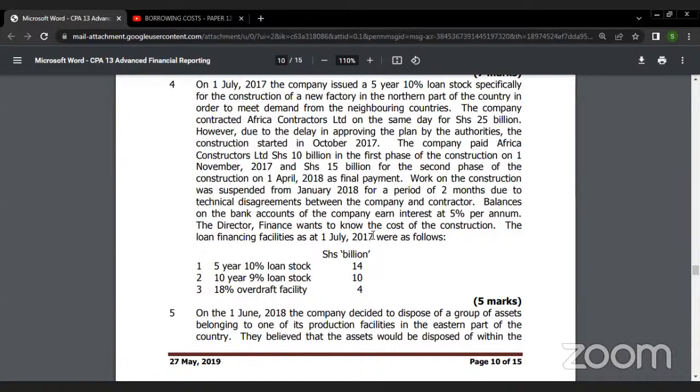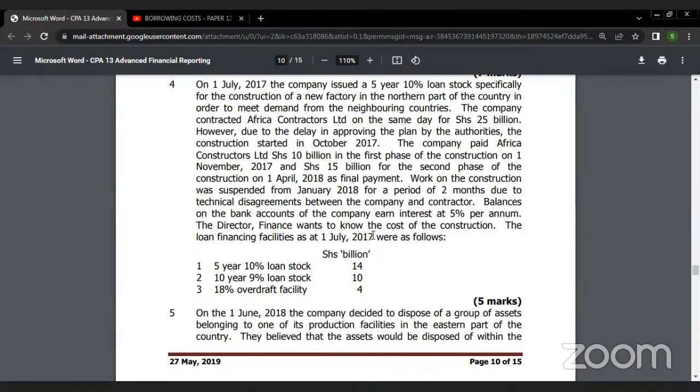Balances on the bank accounts of the company earn interest at 5% per annum. Remember, not all these funds are going to be used at once. The company can use a portion of these borrowed funds and then the other portion can be invested in what we call temporary investments. Of course, these investments earn interest income, and in this scenario, they're talking about the interest at 5% per annum.